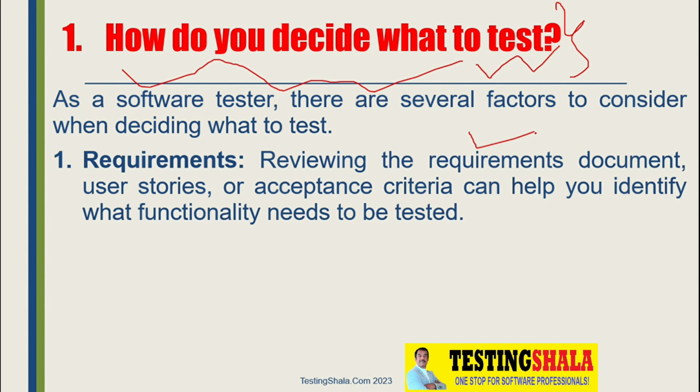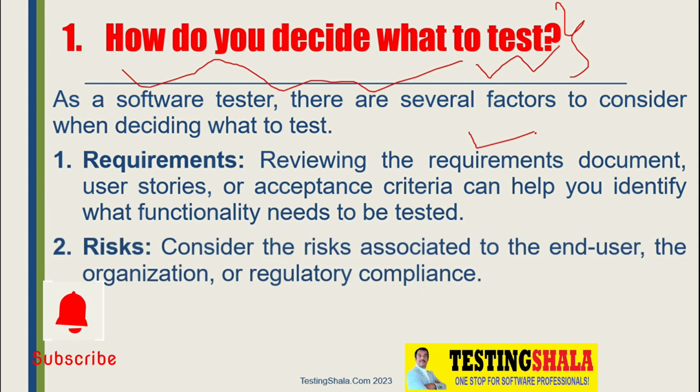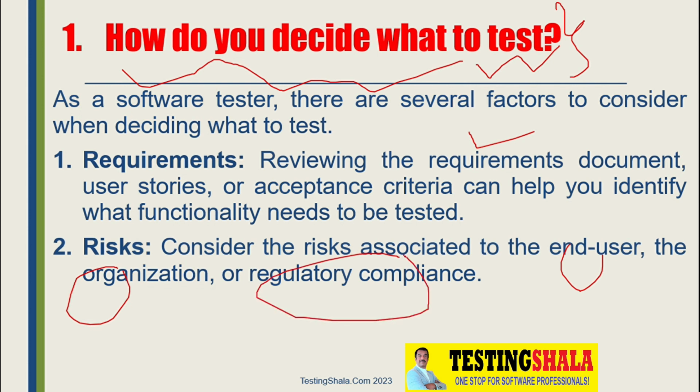The second aspect to decide is the risk associated with the application or product which you are going to test. The risk could be associated with the customer or the organization, or there may be regulatory compliances for a given application or service. That kind of risk also you should consider whenever we are deciding on what to test.